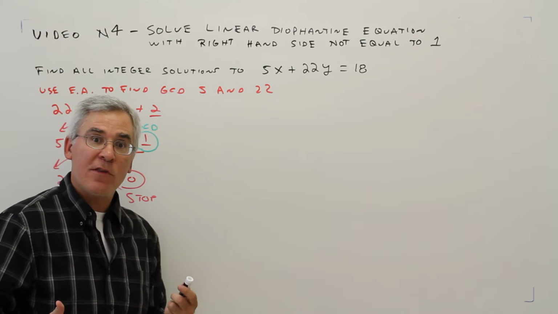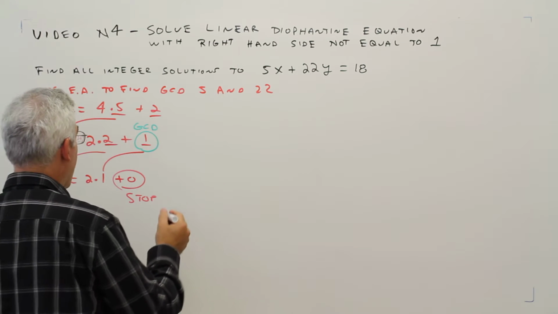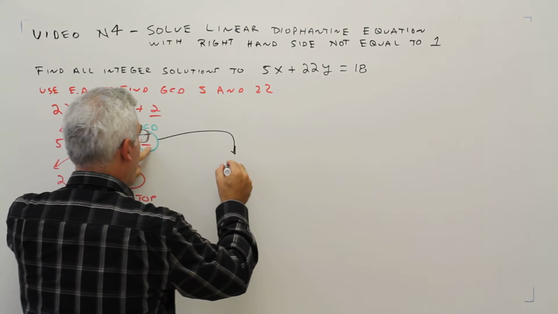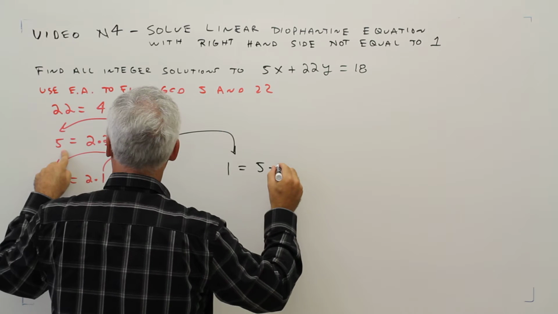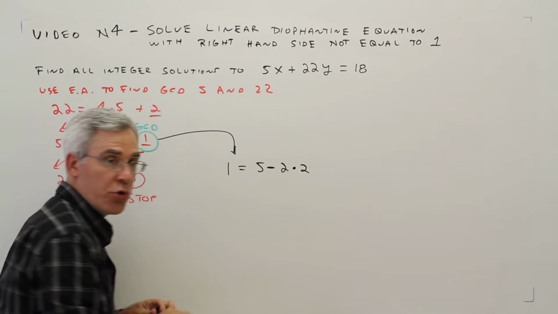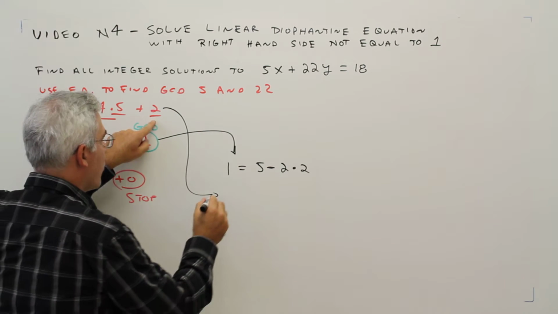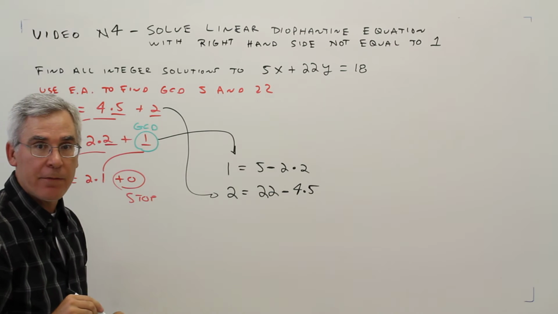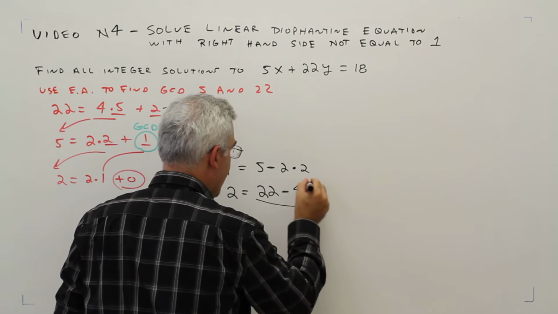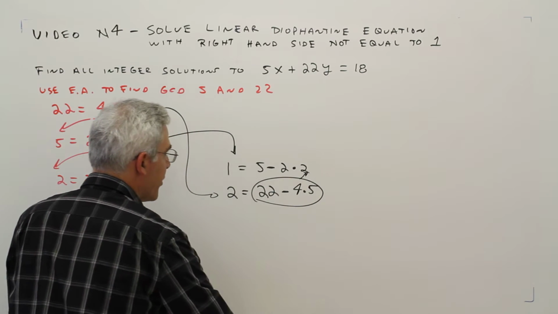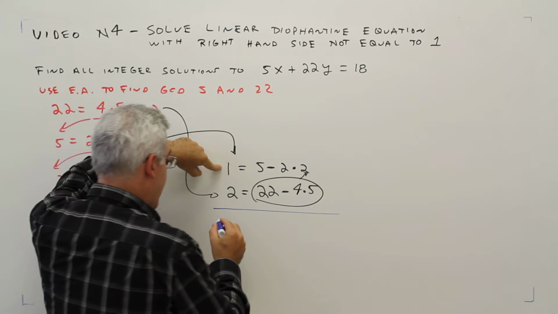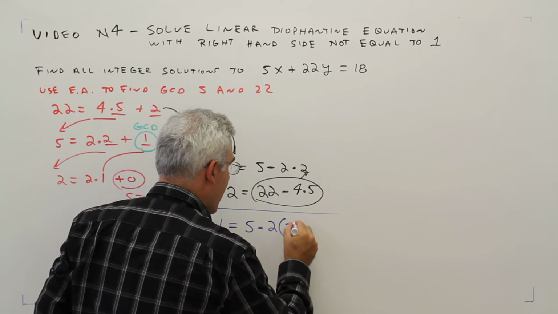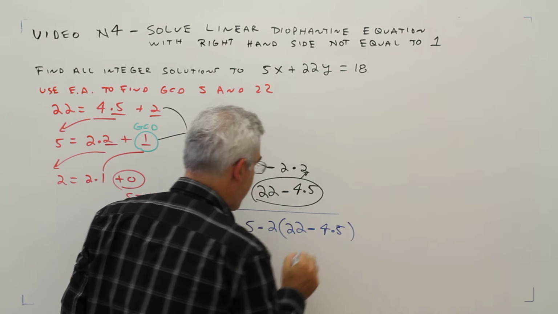Okay, the next step is to use the Euclidean algorithm in reverse. So I'll do that right here. Again, I'm solving for the right-hand side. So I'm going to get 1 equals 5 minus 2 times 2. Use the step above. 2 equals 22 minus 4 times 5. Okay, so just substitute this into there. So I'll go blue now. And I'll obtain, in this equation up here, 1 equals 5 minus 2 parentheses 22 minus 4 times 5.